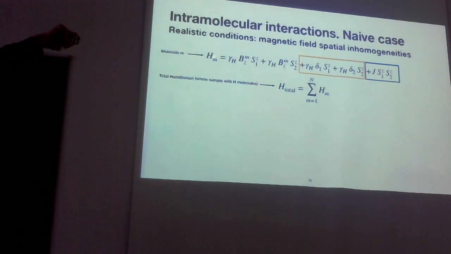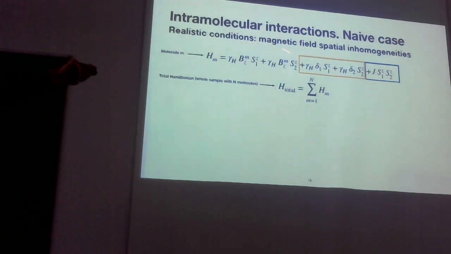And that is because this term right here, which we call the Zeeman effect, depends on the magnetic field. And if each molecule feels a slightly different magnetic field, when you sum over all the molecules, this will not add as we would like it to.